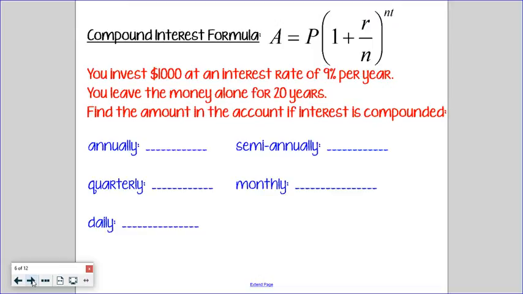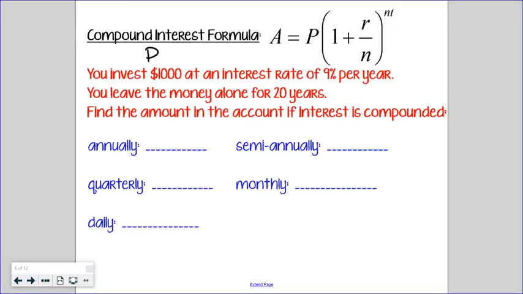You invest $1,000 at an interest rate of 9% per year. You leave the money alone for 20 years. Find the amount in the account if the interest is compounded. I will tell you right now, I don't know if you have ever paid close attention to how much you make percentage-wise on a bank account. 9% would be astronomical. You're not going to find a savings account that's going to give you 9% interest a year, and if you do, put all your money there. So that's why these numbers are going to seem kind of big here. But it says we put $1,000 in there. $1,000 is what variable over there?